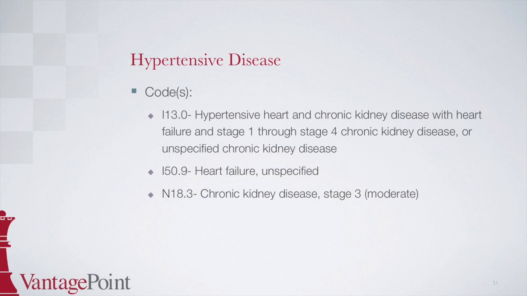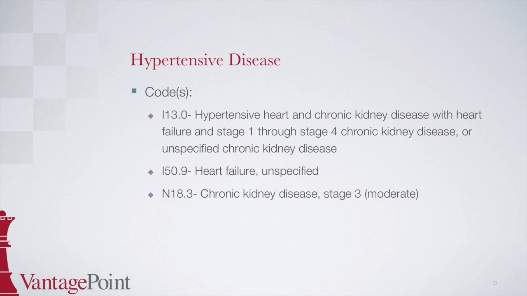Therefore, the second code would be I-50.9 for heart failure unspecified, and this can be found by either turning to category I-50 in the tabular and locating the appropriate code, or this code can also be located in the alphabetic index by starting at failure and then locating heart. From there, you would find congestive, which points to I-50.9, which you would then confirm in the tabular.